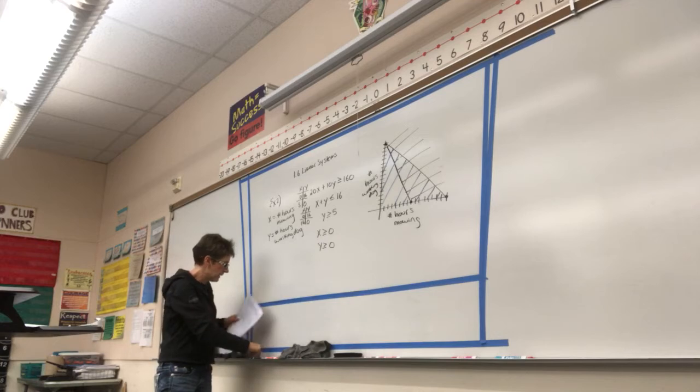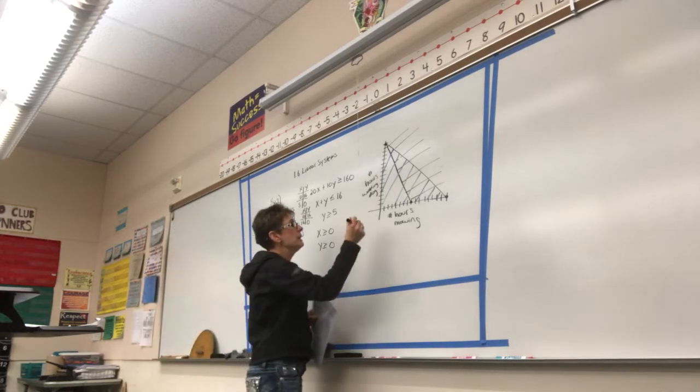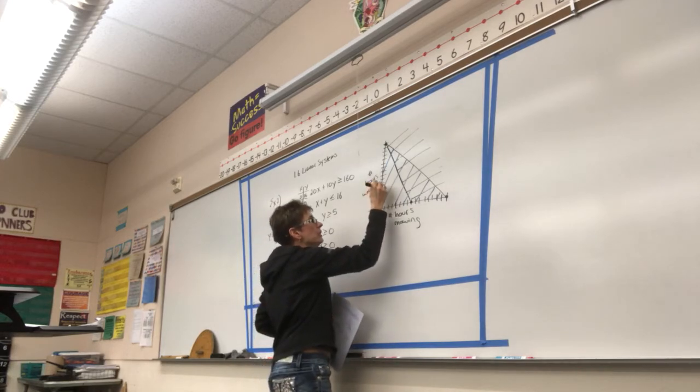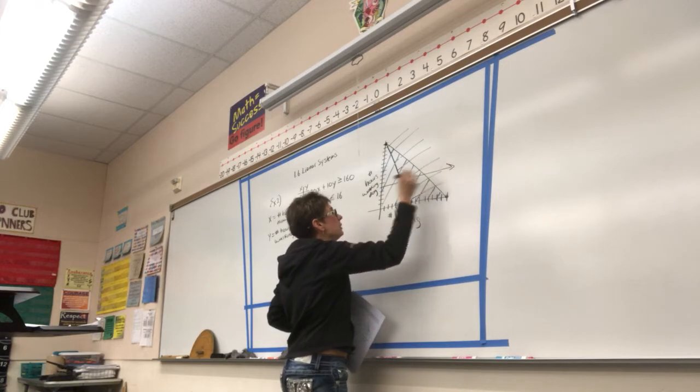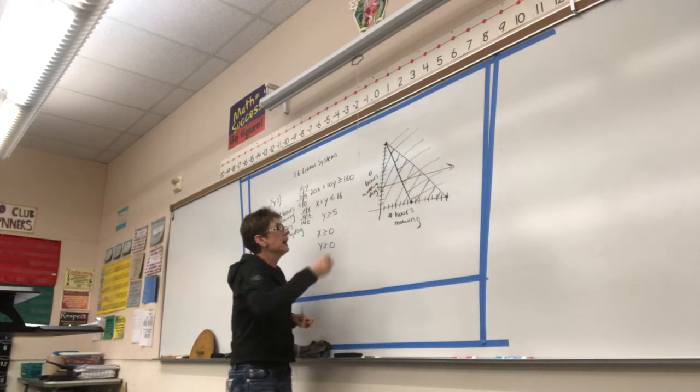The last constraint we have is that y has to be greater than or equal to 0. Now, the equation y equals 5 is just a horizontal line where y is always 5. So I want to shade above that.